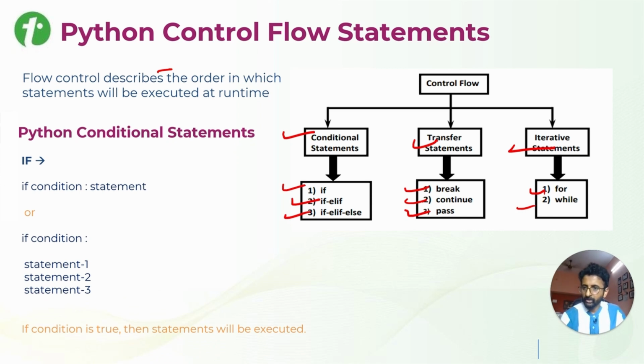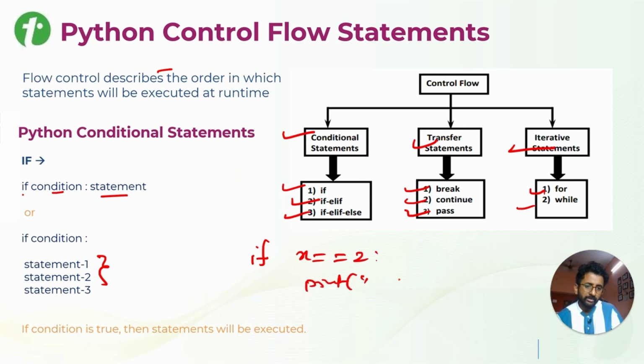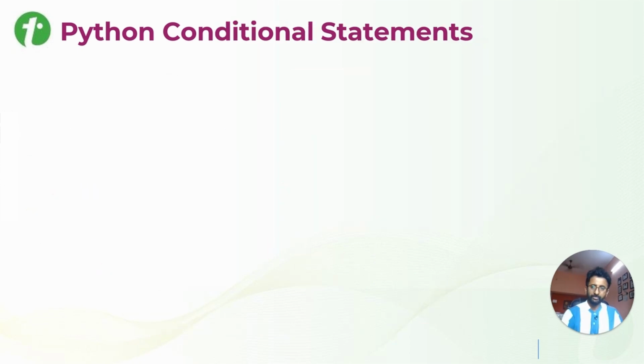So whenever we talk about the if statement, there is an if condition and then a statement, or an if condition and then n number of statements. So for example, if x equals something, print something. This is one of the if statements. Otherwise you can also have print this, print that, so n number of statements. If the condition is true, the statement will be executed. This is a simple if.